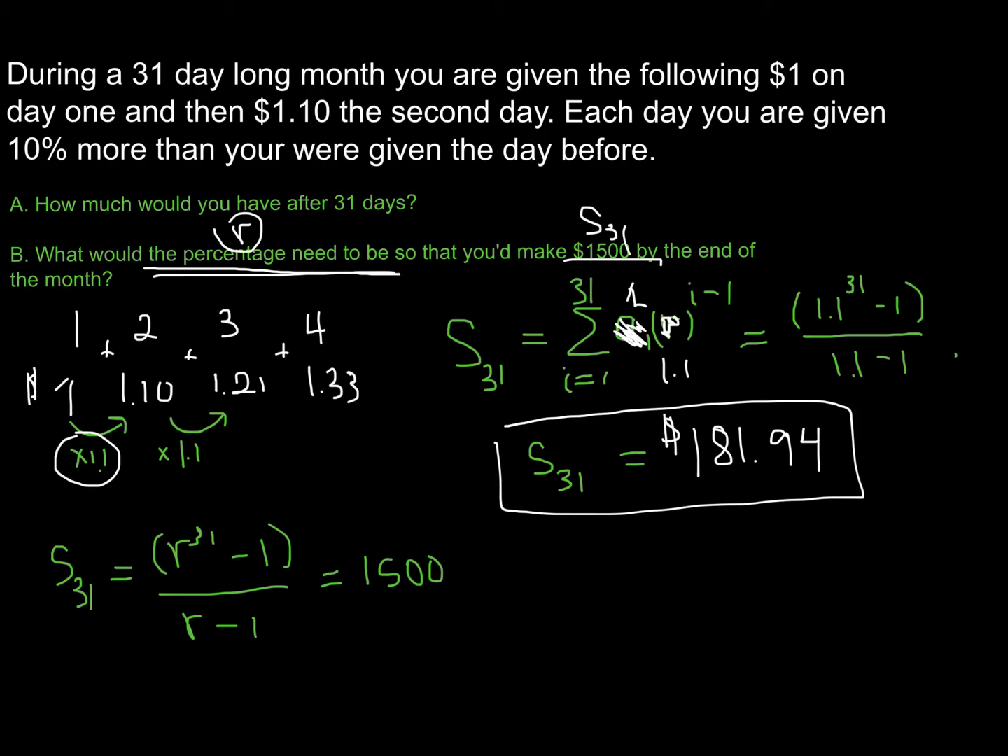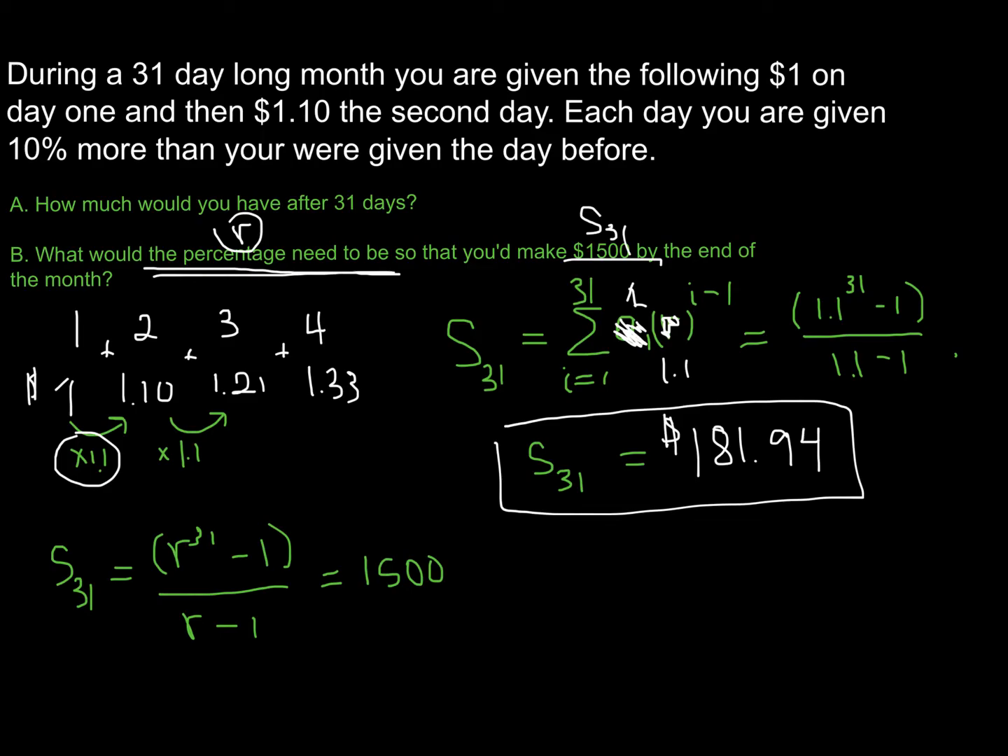So there are a couple ways to do this. The first is to just recognize that we could try different r values. You know it's going to be greater than 1.1 because when the r value is 1.1, you made $181.94. So knowing that, you might try a bigger value. Maybe you try 1.3. Well, if you try 1.3, you'll find that you get too big of a value. So maybe you try 1.2, and you'll find that you get very, very close.